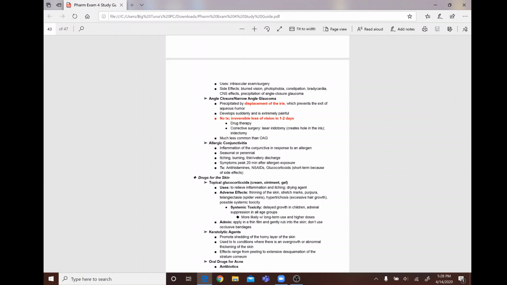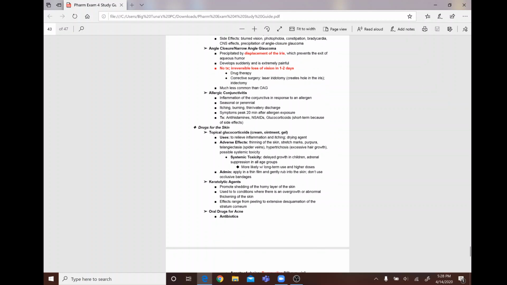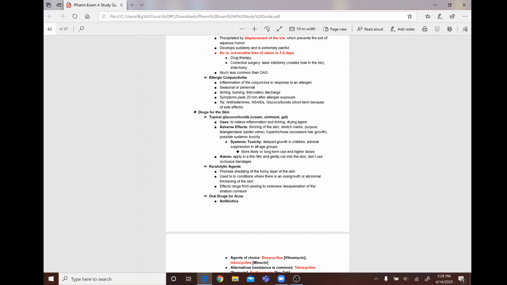All right, what is allergic conjunctivitis? Inflammation of the conjunctiva in response to the allergen. What are the side and adverse effects of allergic conjunctivitis? Itching, burning, thin watery discharge. Peak 20 minutes after allergen exposure.